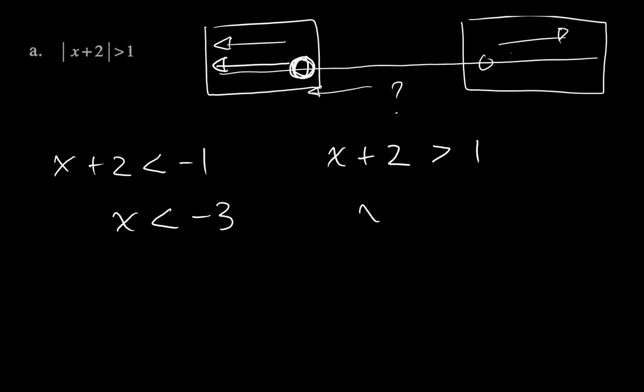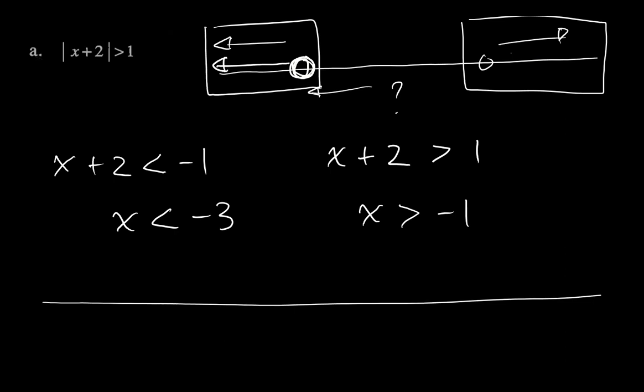And over here, x has to be less than 3. If I take away 2 from that, x has to be more than negative 1. So my x values that work will be less than negative 3 and more than negative 1. And if I think about that on a number line, here is the number 0. Here's negative 1, negative 2, negative 3. And I have to be less than negative 3, so that's this direction, or greater than negative 1. So not that point, but greater than negative 1.